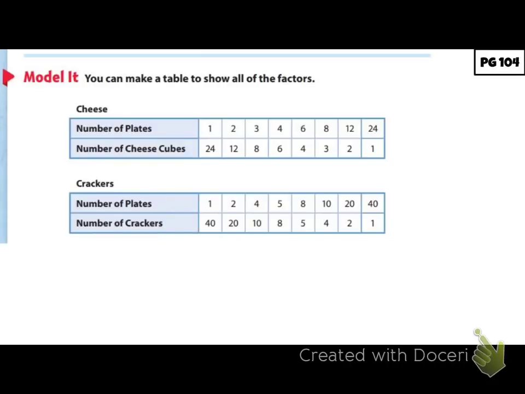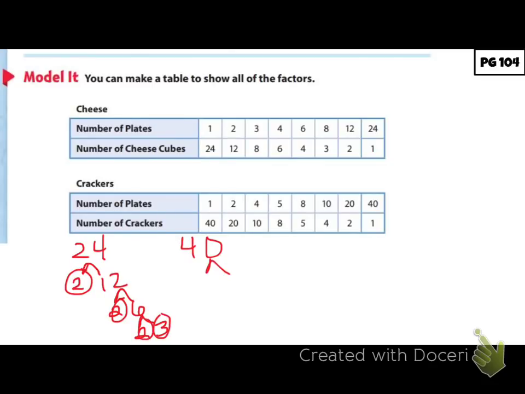So, we're going to work out 24 and 40 using our factor tree or step division. So, 24 would be 2 and 12. 2 is prime, we circle it. 12 would be 2 and 6. 2 is prime, circle it, and then 6 gives us 2 and 3, and they're prime, so we circle it. 40 can give us 8 and 5. 5 is prime. 8 is 2 and 4. 2 is prime, and 4 is 2 and 2. And the 2's are prime.